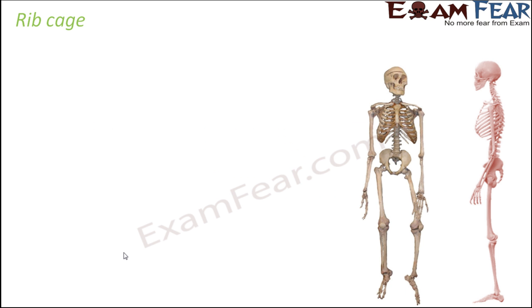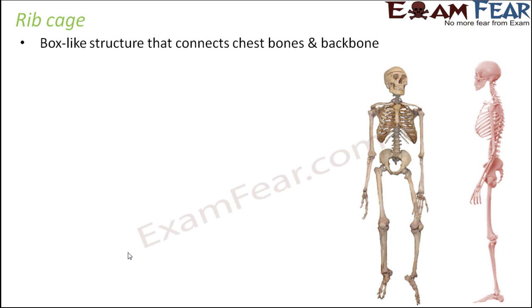So what is rib cage? Rib cage is a box-like structure that connects the chest bones and the backbone. If you look at this part of the body sideways, you can see it is a box-like structure connecting the chest bones here and the back bones here. Both the chest and the front and back bones are connected together like an enclosed structure.